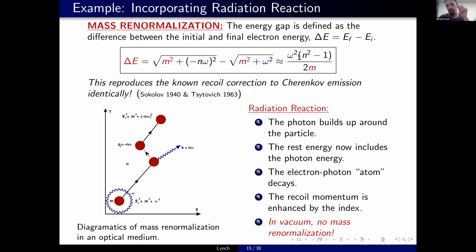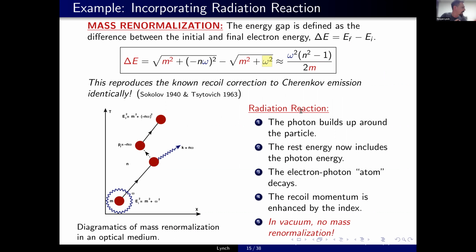Yeah, no, if n is equal to 1 in vacuum, that term disappears. But you don't have mass renormalization, so you don't have the 1 in vacuum. It's the mass renormalization which gives you that. Okay. In the medium, you get mass renormalization. Without the medium, you don't.